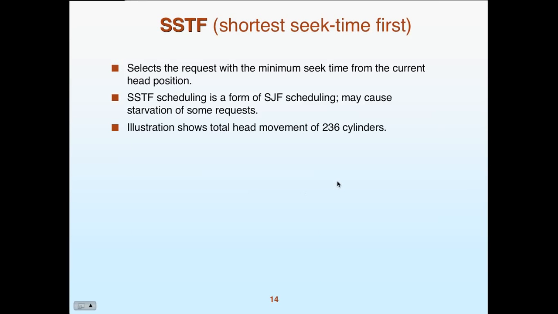So we end up with a little bit more efficiency. The shortest seek time first scheduling is a form of shortest job first scheduling. It may cause starvation of some of the requests. It's the same problem we have with virtual memory, actually, because the bigger numbers, you may never get to them. So it might just be picking up all the stuff that's close to the head.